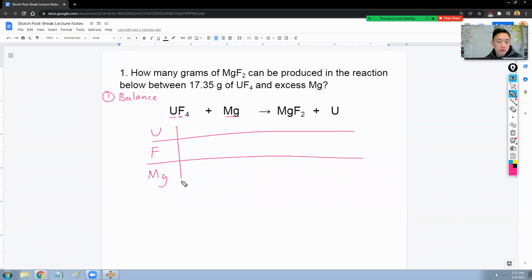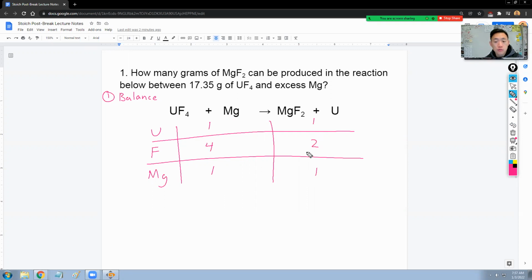And then we're going to count how many of each we have on both sides of the equation. So if we take a look on the left side, you're going to notice that there's 1 uranium. If there's no number behind it, it means there is only one of them. So we have 1 uranium, 4 fluorine, 1 magnesium. On the right side, we have 1 magnesium, 2 fluorines, and 1 uranium.